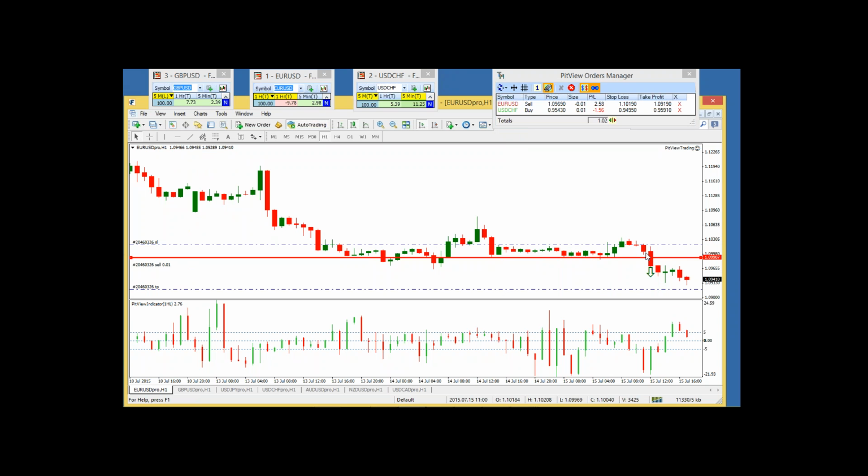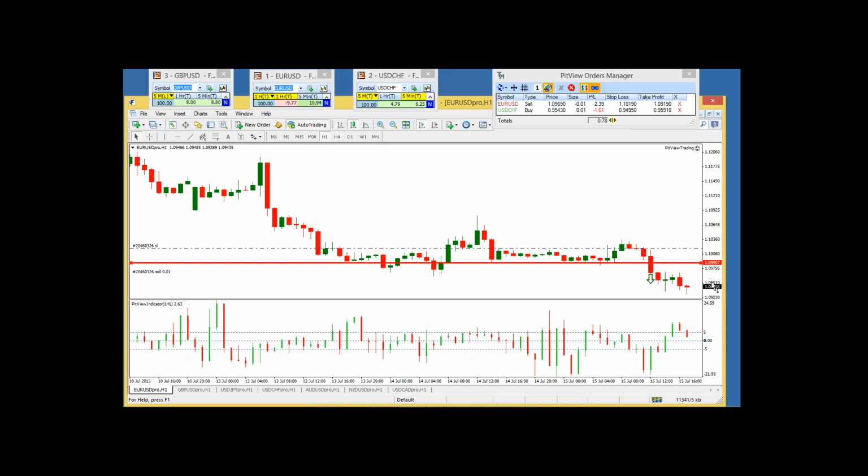Essentially, our strategy was to sell. This was right at the 110 level, by the way. It was to sell if it made a sustained break below the 110 level, and if it made a -5 on the PitView. You see Euro Dollar right now is at a -9.54, I believe, on the 1 hour totals.